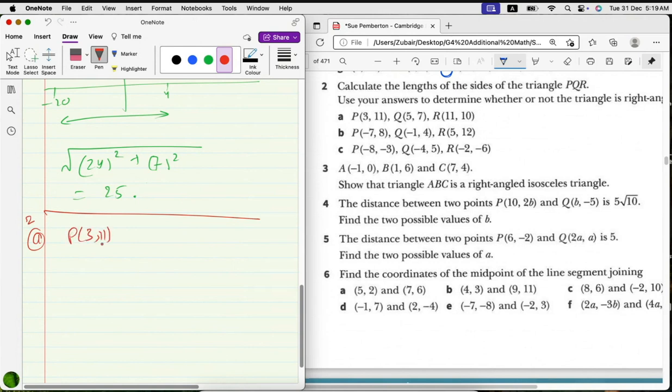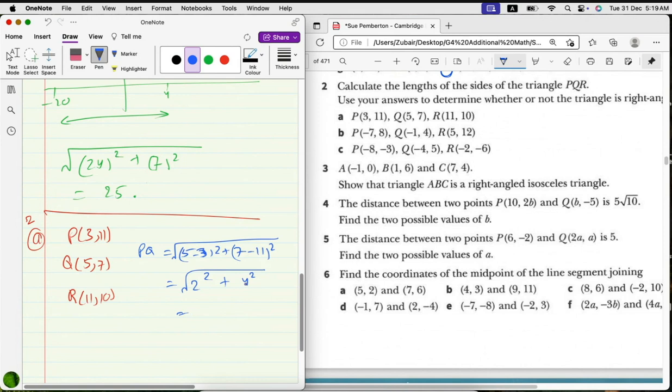P is 3, 11. Q is 5, 7, and R is 11, 10. So distance PQ: square root of x2 minus x1 whole square plus y2 minus y1 whole square. 2 square, 4 square, square root 20. I'll leave it as this.